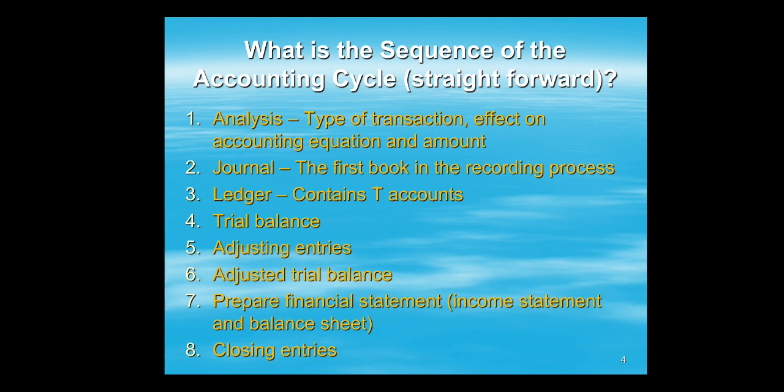After you have prepared the trial balance, you do step 5, which is doing adjusting entries. The purpose of doing adjusting entries is to follow the matching principle. I will explain that in more detail in the later slides. After you have done the adjusting entries, you do step 6, which is preparing a new trial balance. It is called the adjusted trial balance. This trial balance is for the business after you have done the adjusting entries.